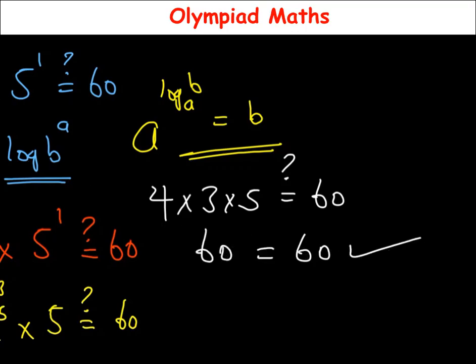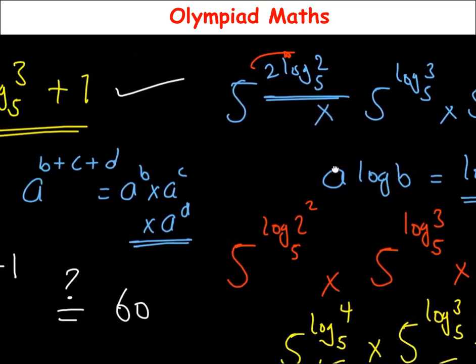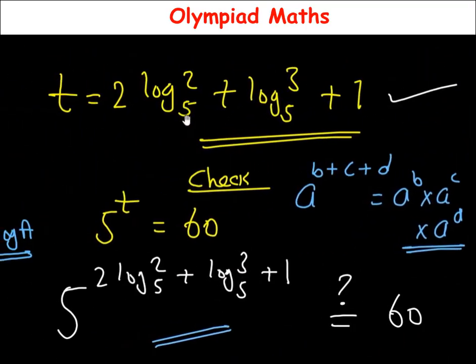So with this, that means that the value of t that we got as 2 log 2 base 5 plus log 3 base 5 plus 1 is the correct solution.